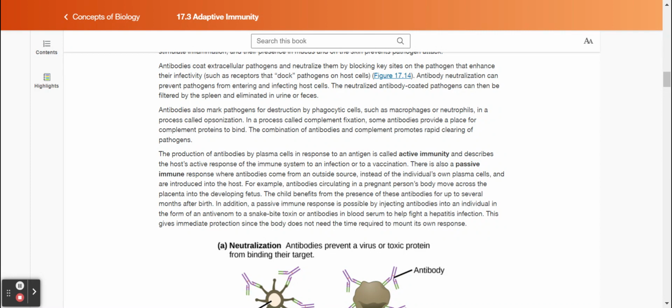Antibodies coat extracellular pathogens and neutralize them by blocking key sites on the pathogen that enhance their infectivity, such as receptors that dock pathogens on host cells. Antibody neutralization can prevent pathogens from entering and infecting host cells. The neutralized antibody-coated pathogens can then be filtered by the spleen and eliminated in urine or feces.